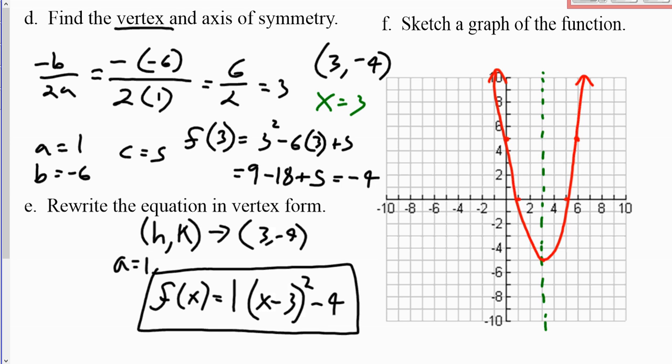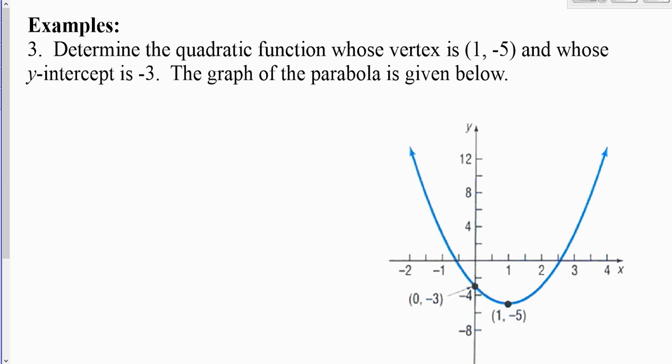Okay, let's look at another example here. Example 3, determine the quadratic function whose vertex is 1, -5, and whose y-intercept is -3. So when I'm given the vertex, I usually like to work from vertex form. So I know that I have some function f of x. What I'm not given is my a value. So I'm going to have to solve for my a value.